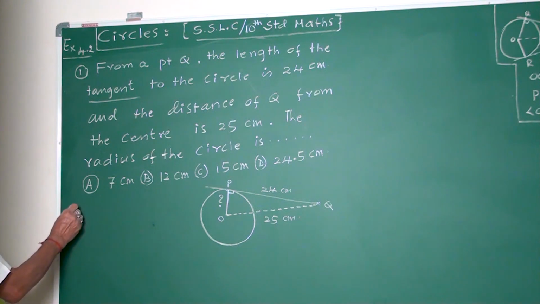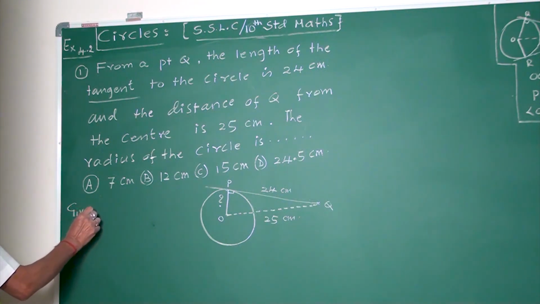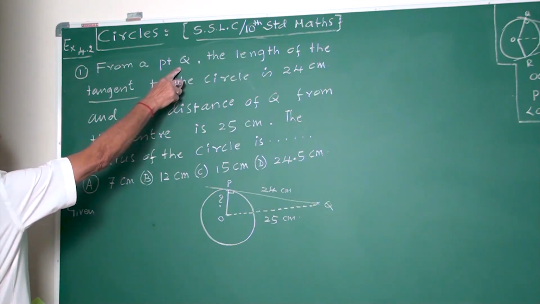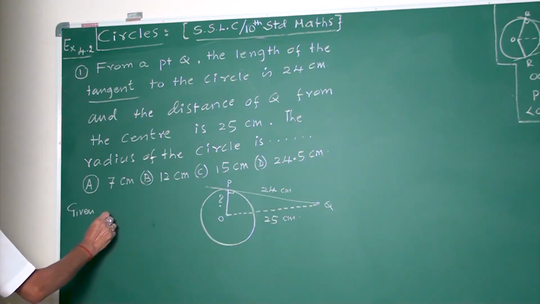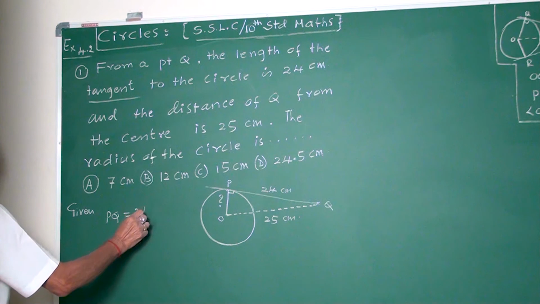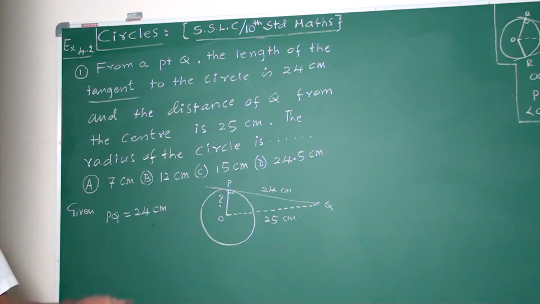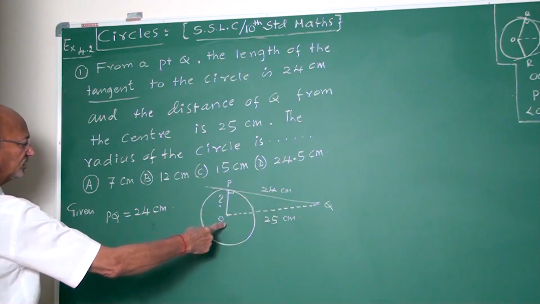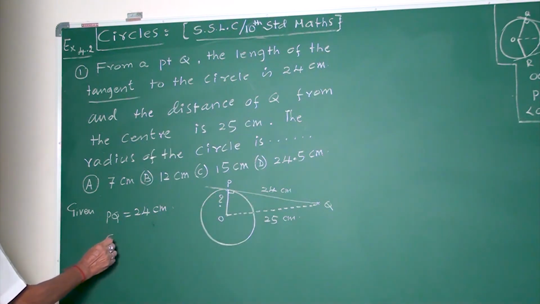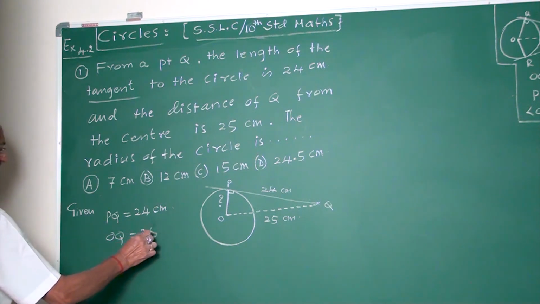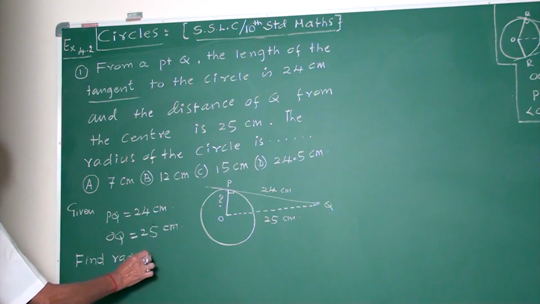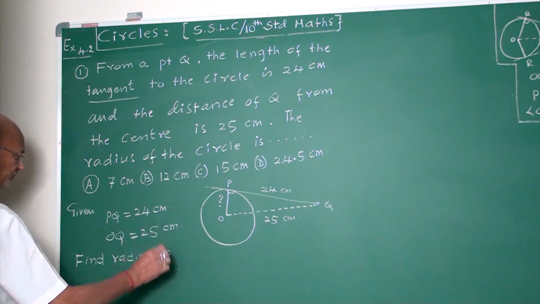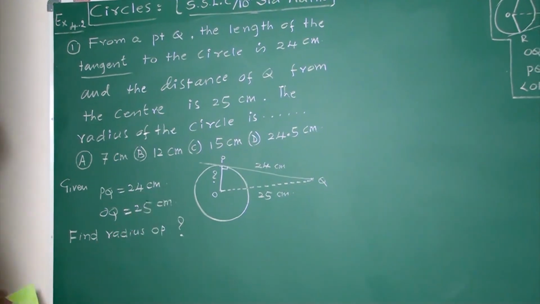Yes, same thing. Again, Pythagoras theorem. Given, from Q, the length of the tangent to the circle is 24. This is the length of the tangent PQ. Given PQ is 24 centimeter. Next, the distance of Q from the center, OQ, is given as 25 centimeter. Then find the radius. Find the radius OP. Again Pythagoras theorem.